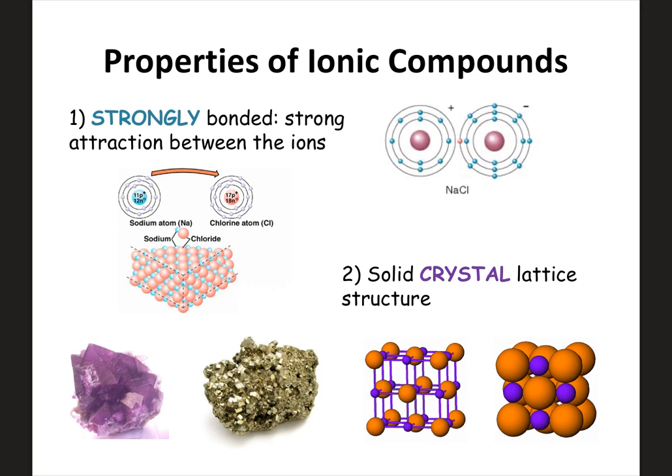The first property of ionic compounds is that they are very strongly bonded. Think about this: metal, non-metal. Metals become positive, non-metals become negative, and opposites attract. They form a really, really strong attraction between the two ions. Because of that strong attraction, they form these very organized structures, which we call a solid crystal lattice structure. They are beautifully arranged in a regular repeating pattern, and oftentimes they do form crystals. If you look very closely at some table salt, you will see those crystals. So ionic compounds have very organized, very stable structures.